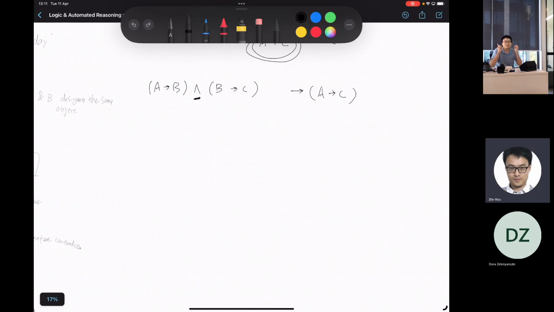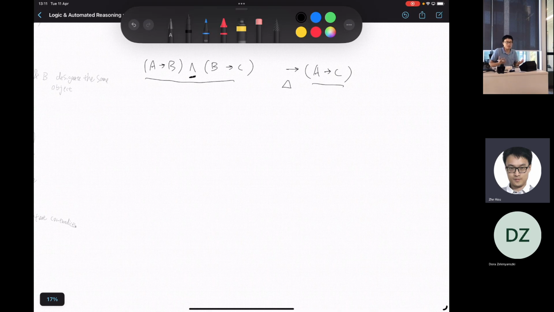Okay, so now let's think about this from the perspective of which rule we're going to use in each proof step. In the first step, what we want to prove is this formula here, and this formula is a formula of implication. So we want to prove an implication, and naturally the inference rule we want to use is implication introduction. We want to introduce this implication. So how do we do implication introduction? We assume the left-hand side, and we prove the right-hand side.